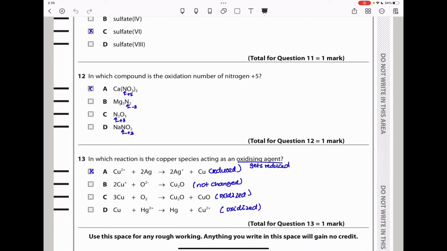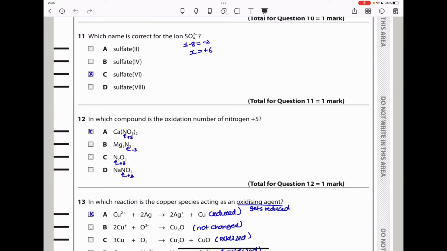Question 12 says, in which compound is the oxidation number of nitrogen +5? Again, you have to use the same method that I used up here, like that, if you want to calculate the oxidation states.